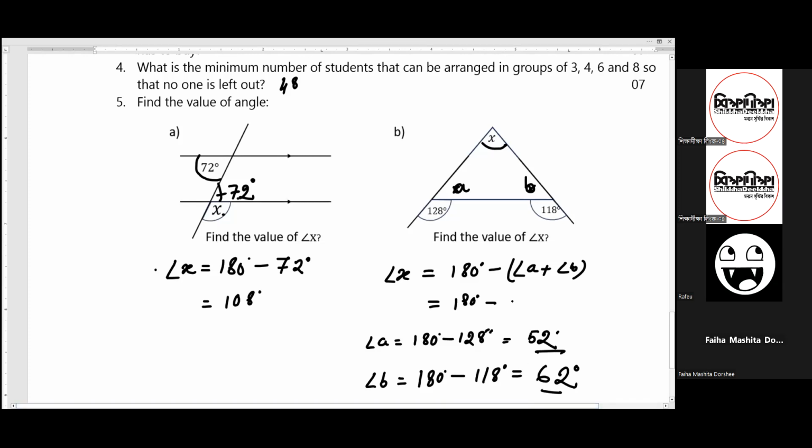Now we have to add them and find 180 minus 114, and that is equal to 66 degrees, right? Yes, sir. Do you understand? I just added A and B and subtracted it from 360 degrees. No, no, this B you can subtract from 180, because the sum of these three angles is actually 180.